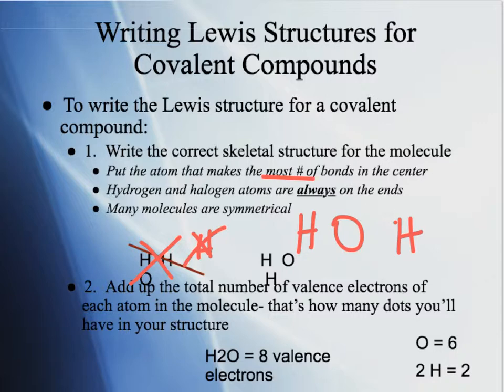The second step is to add up the total number of valence electrons of each atom in the molecule, and that's how many dots your structure is going to have. So for water, oxygen has 6 valence electrons, and each hydrogen has 1 valence electron. So 6 plus 1 plus 1 is 8 valence electrons total. So that's how many dots we're going to have in our structure. It gives you a clue as to how many total dots you'll have in a structure, and that's helpful especially when you get to bigger and bigger molecules.